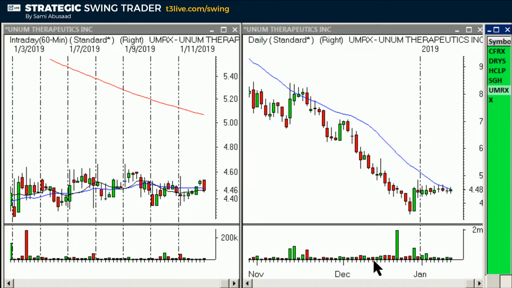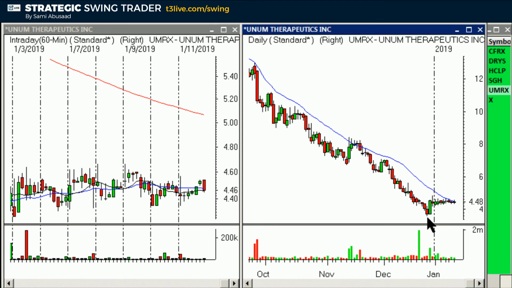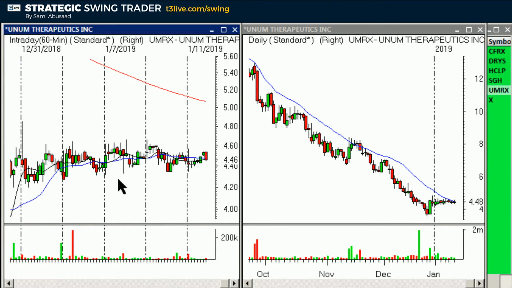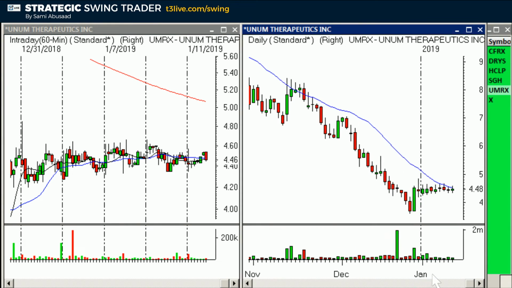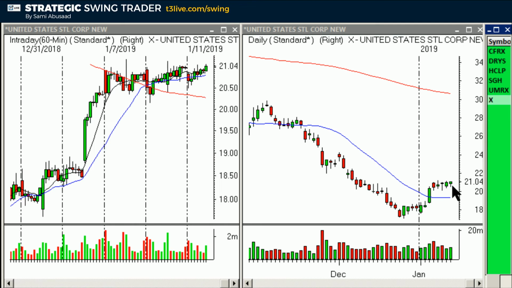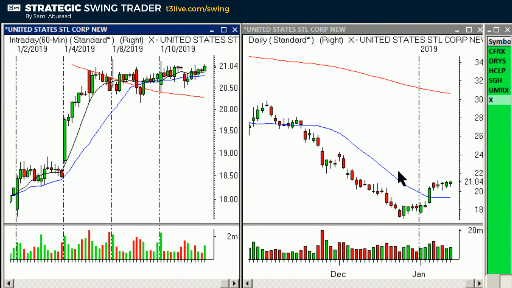UMRX, truth be told, could go either way. It could be a sell setup that breaks down, or an hourly based breakout, considering that this sort of went climactic, but super thin. X is transitioning on the daily chart and an hourly breakout.